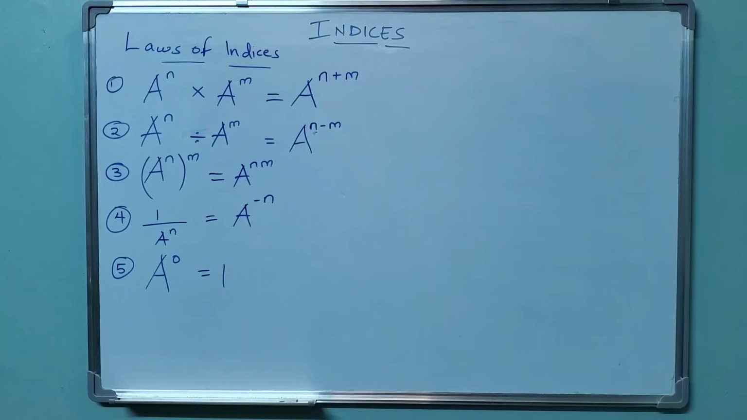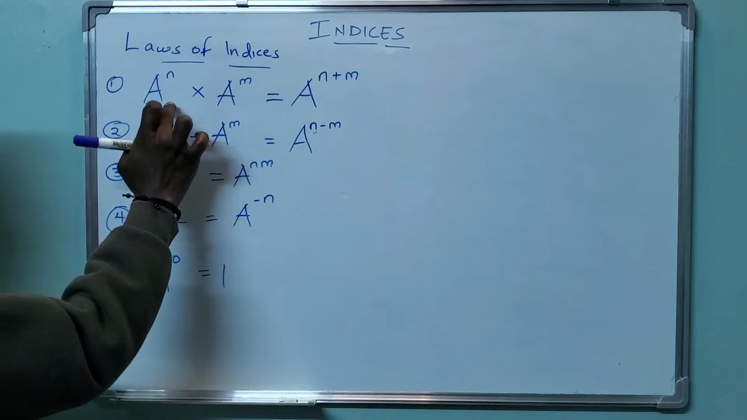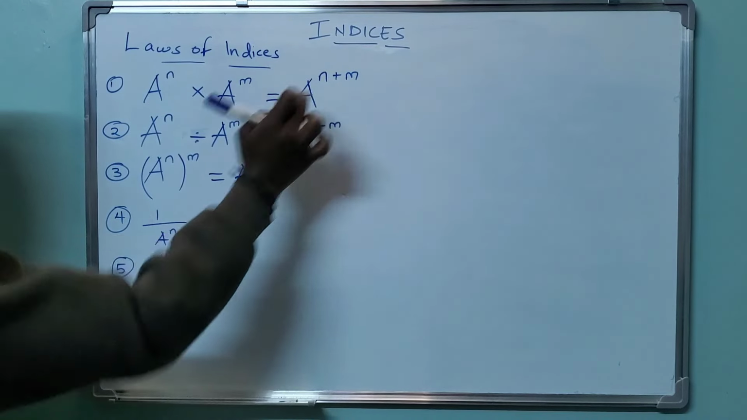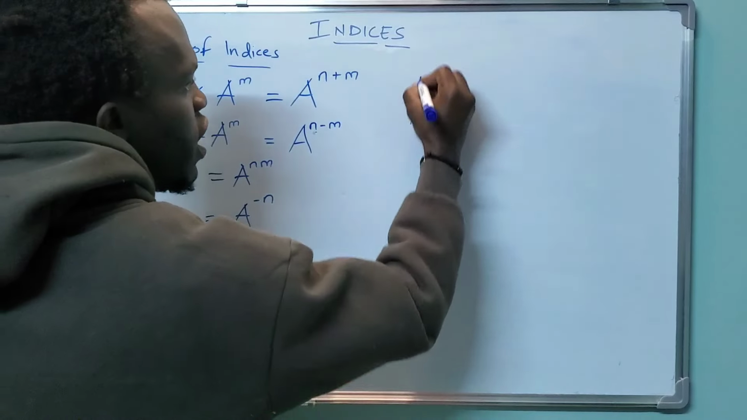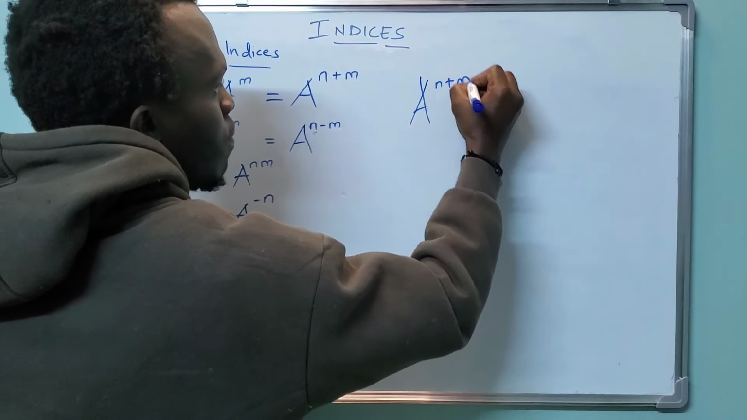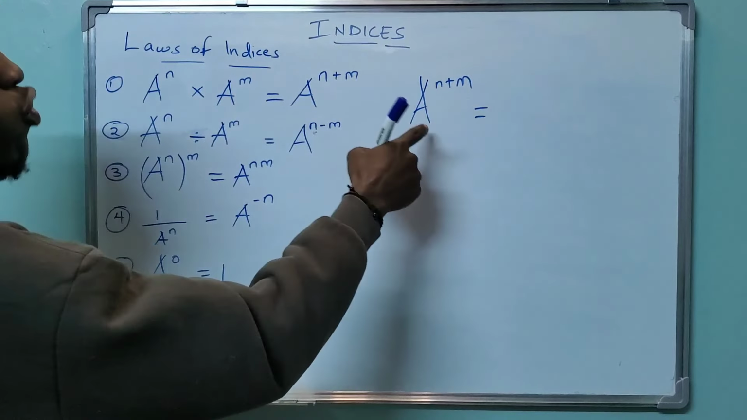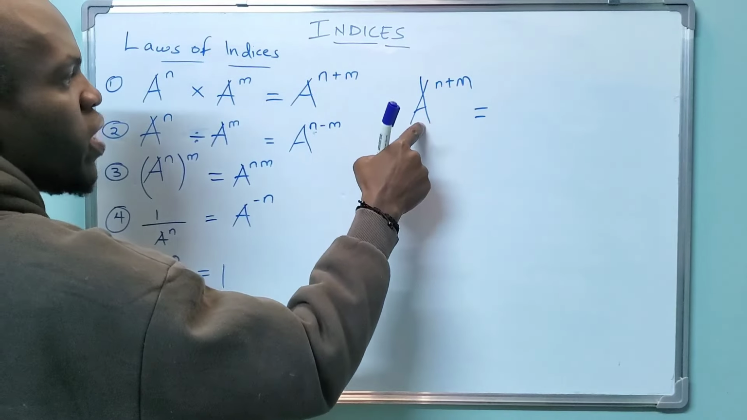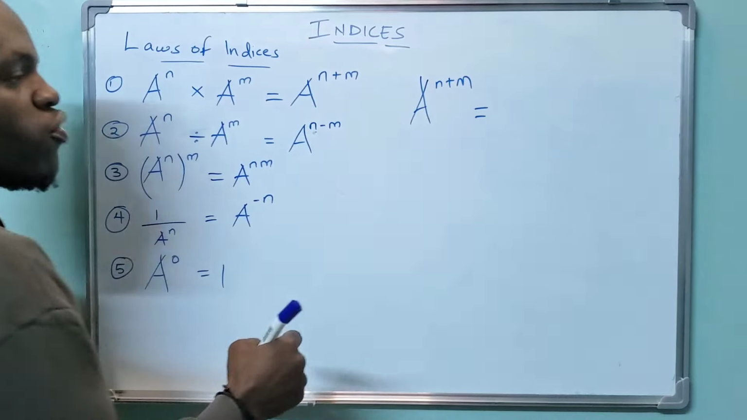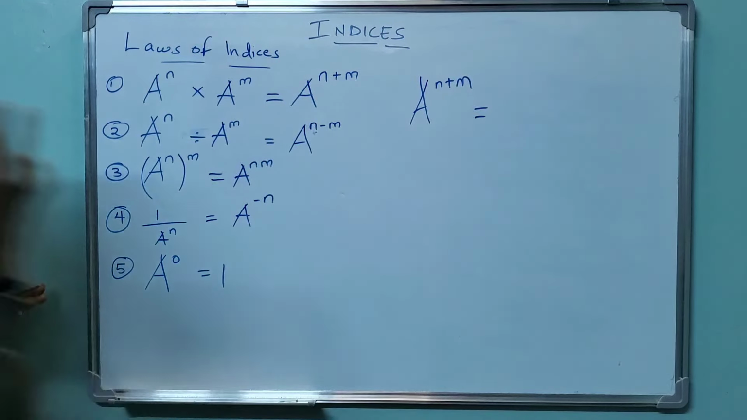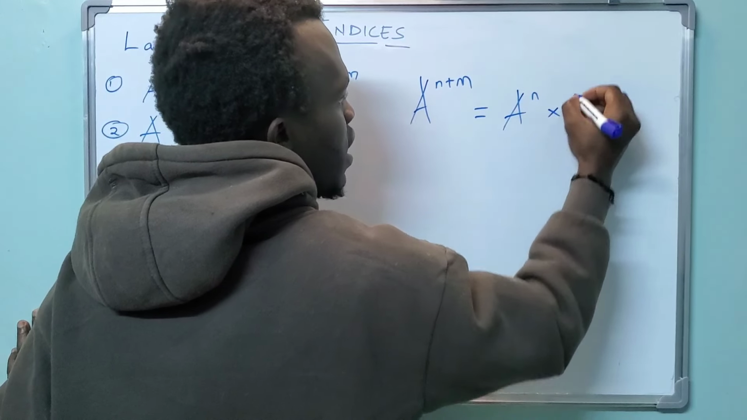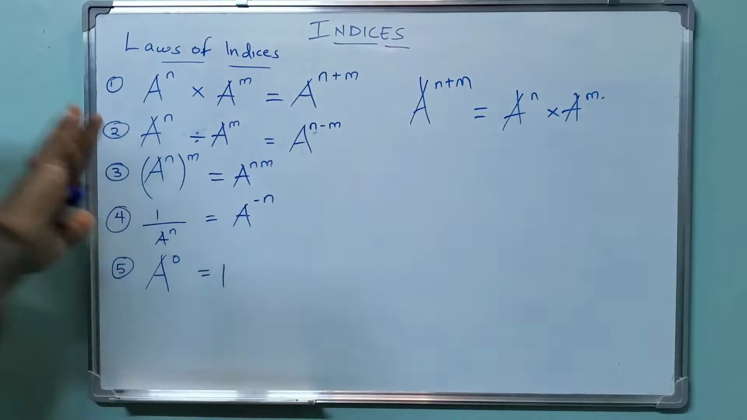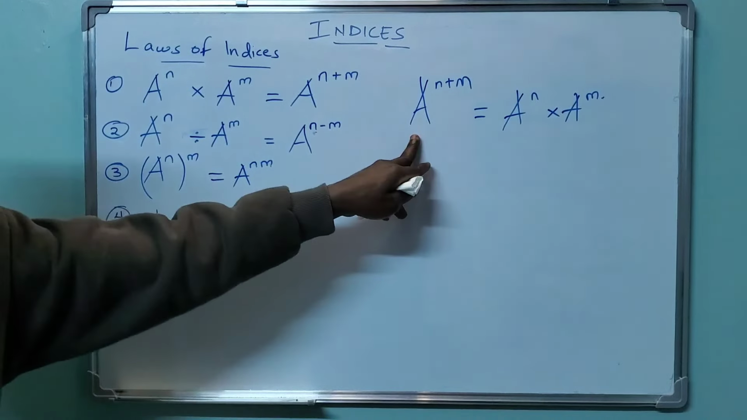And mark my words, these laws don't mean that you just have to see a multiplication to apply them. Sometimes the examiner might decide to give you, for instance, a raised to power n plus m. What does this equal? You have to know this, because it is the same base and the powers have been separated with a plus, so you can split them. This is equal to a raised to power n multiplied by a raised to power m. So sometimes you can be given this and told to split.